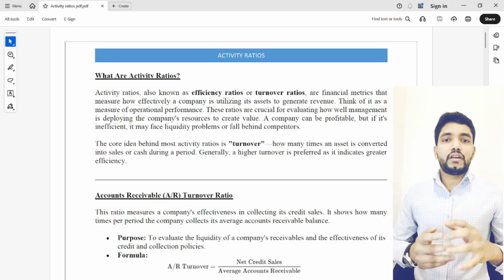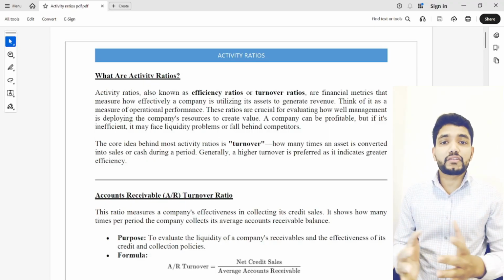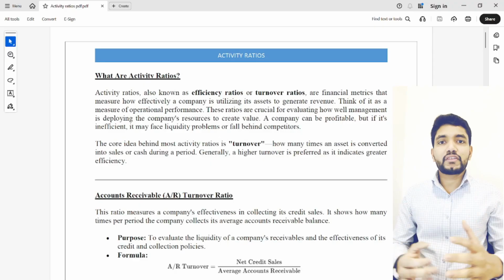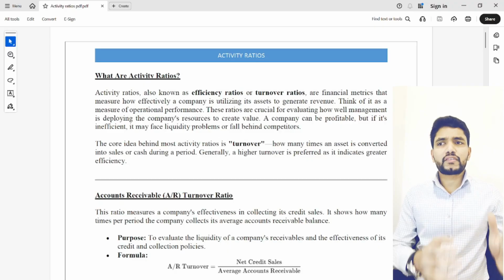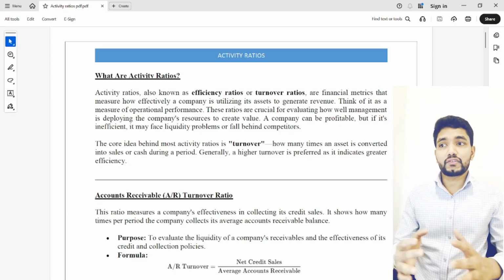So in this tutorial, we are going to cover the activities ratios. In the previous discussion, we already discussed liquidity ratios and leverage ratios. So in this discussion, we are going to cover the activities ratios.